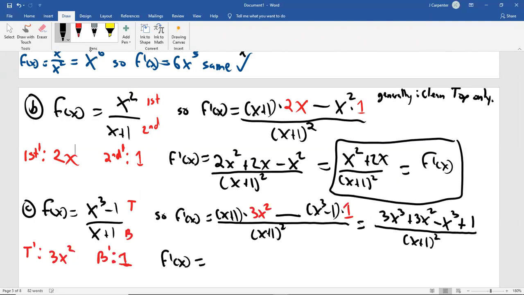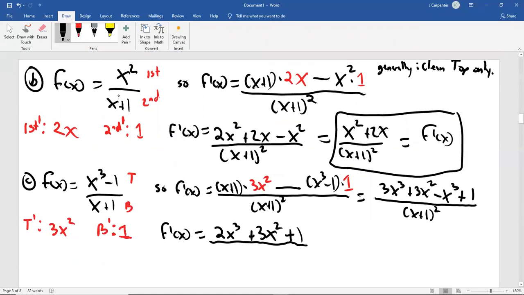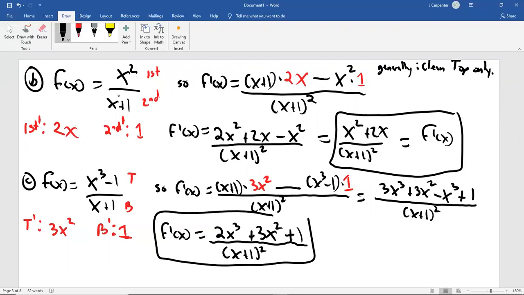So f prime of x equals the 3x cubed minus the x cubed. Remember, no number in front of it means a 1. 3 minus 1 is 2. So 3x cubed minus 1x cubed is 2x cubed. Then we have our plus 3x squared. Then we have our plus 1. That's the entire top. We were only able to crunch together a pair of terms. And the bottom is x plus 1 squared. This is our derivative, as simple as it can get.